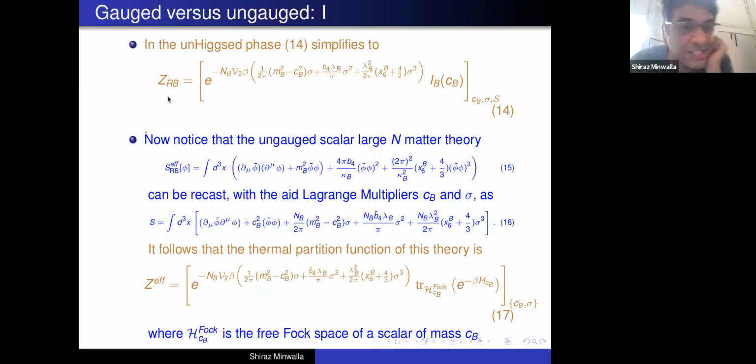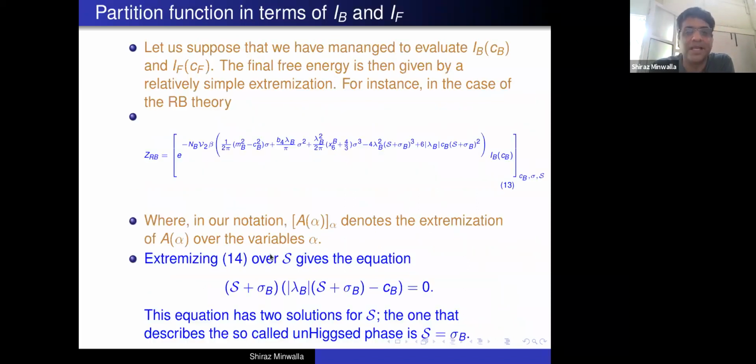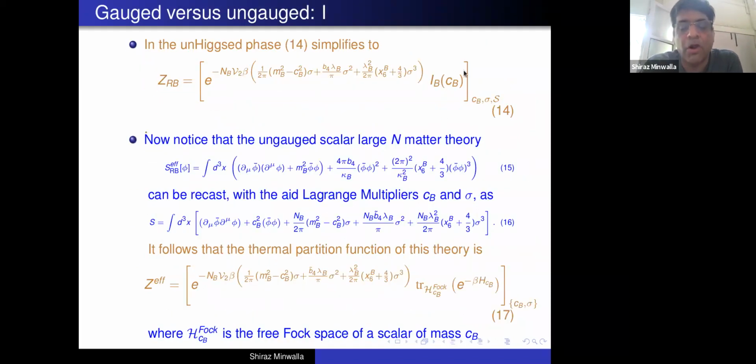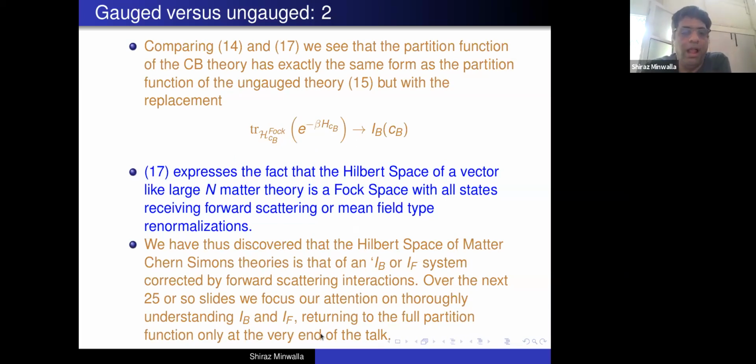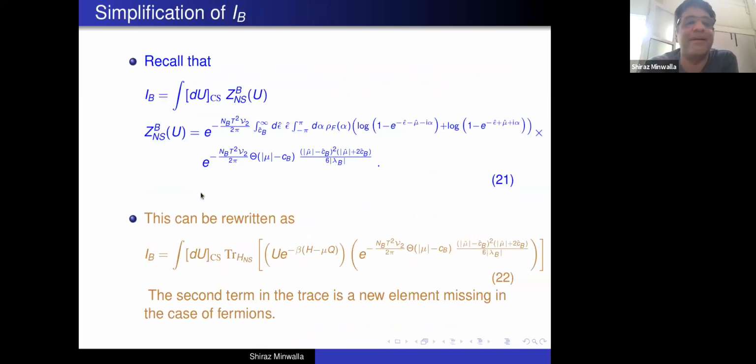What we see for our gauged theory is that we've chosen this corresponding ungauged theory to have the Lagrangian so that we get exactly the same dressing, except that the trace over the Hilbert space, the Fock space, is replaced by this other stranger quantity IB. IB was this thing that we talked about, this strange integral over the unitary matrix of something. So IB plays the same role for the gauged theories as the trace over free Fock space plays for the ungauged theories. Okay, fine.